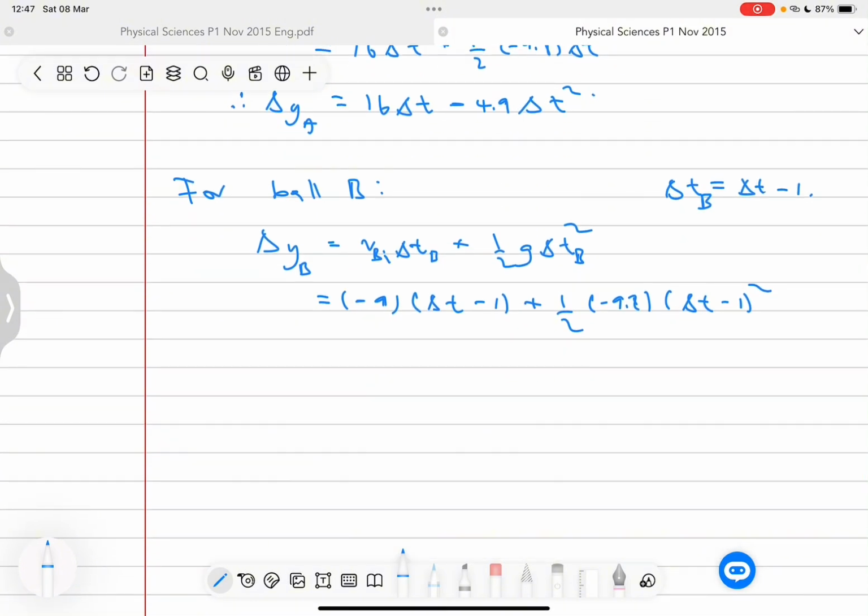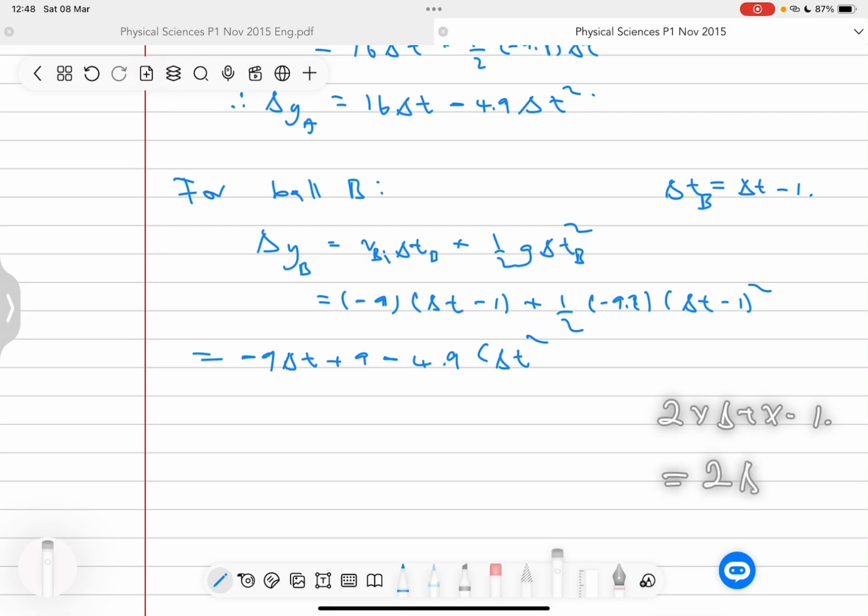Now from here, we basically are simplifying. It becomes an algebraic equation that we need to simplify. So this means here I'm going to have negative 9 change in t plus 9, because I'm multiplying the 9 with both terms in the bracket. The 1/2 times negative 9.8 would give me a negative 4.9, and here in the brackets I'm going to expand this binomial. We're going to say t squared, so basically we're squaring the t, then we're taking the 2 and multiplying it with change in t and with negative 1. So I'm going to have a negative 2 change in t, and then we square the negative 1, which is going to be a plus 1.